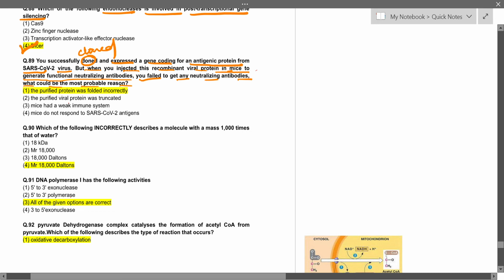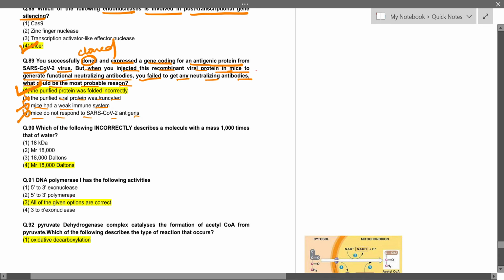The most probable reason is that the purified protein was folded incorrectly. The purified viral protein is truncated? No, because truncated means shortening in length. Why would it get shortened? So this is wrong. Mice had a weak immune system? No, we would already use mice with a good immune system. Mice do not respond to SARS-CoV antigen? There is nothing as such.